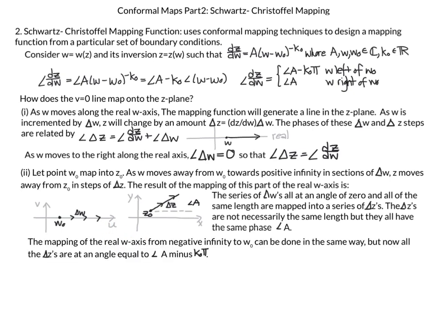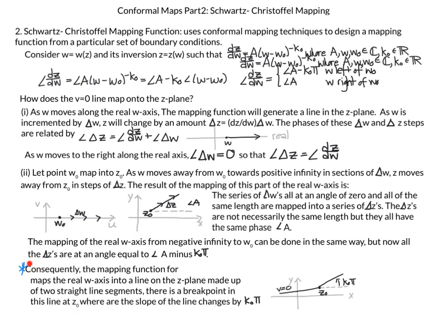The mapping of the real W axis from negative infinity to W naught can be done in the same way, but now all the delta z's are at an angle equal to the phase of A minus K naught pi. And again, this comes from our previous result over here, that the phase of dz dw is the phase of A minus K naught pi when W is to the left of W naught.